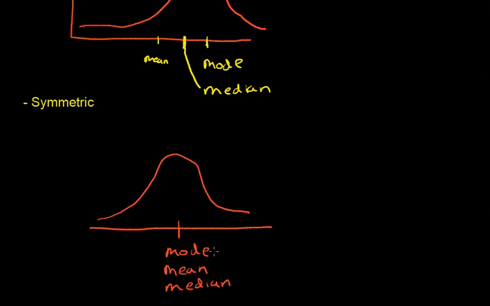So in symmetric distributions, the mean, median, and mode are all in the same spot, which makes a lot of sense because in symmetric distributions you have a perfect center. Half of the data is over here and half of the data is over there. So of course, all of the measures of center would hopefully be in the same spot because in symmetric distributions you have the perfect center.